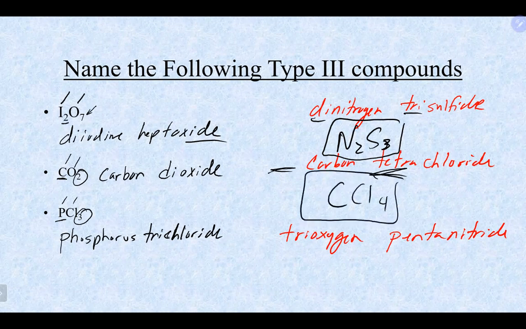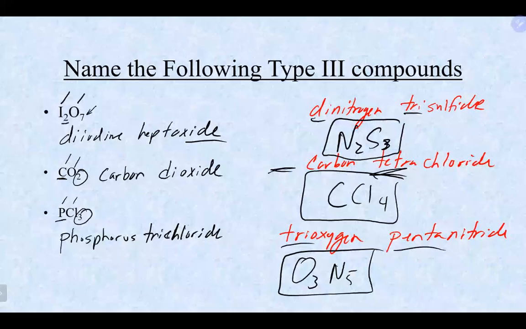Lastly, here I got a tri and a penta, which are prefixes, telling me it's type 3. So tri is 3, so that's O3, and penta is 5, and 5 would be it there. And again, I think those are probably the easiest. Just got to write what it says. No balancing needed because there's no ions or anything like that.